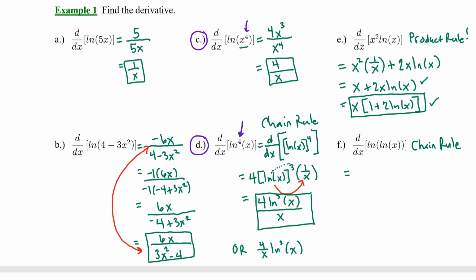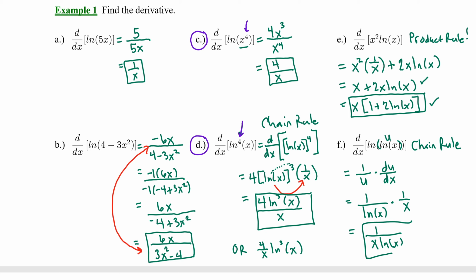The chain rule says we're going to differentiate the outside function first while keeping the argument the same, and then we're going to multiply by the derivative of the inside function. If we think of the inside function here as u, then the pattern of our derivative is going to be 1 over u times du over dx. So 1 over the argument times the argument's derivative. If I want to simplify that, I might call it 1 over x natural log of x. Very simple application of the chain rule.